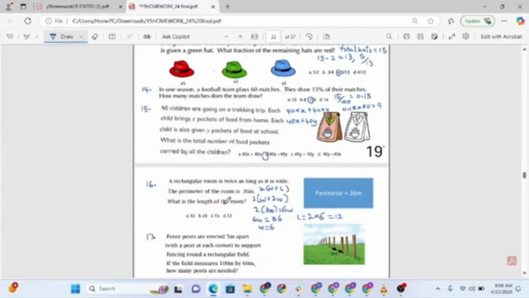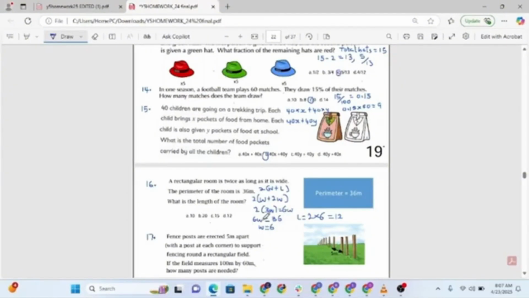Step 1. Let the width of the room be W meters. Then the length of the room is 2 times W meters. Step 2. The perimeter of a rectangle is 2 multiplied by (the width plus the length). So perimeter equals 2 multiplied by (W plus 2W). Step 3. This simplifies to 2 multiplied by 3W. 2 multiplied by 3W equals 6W. We know the perimeter is 36 meters.